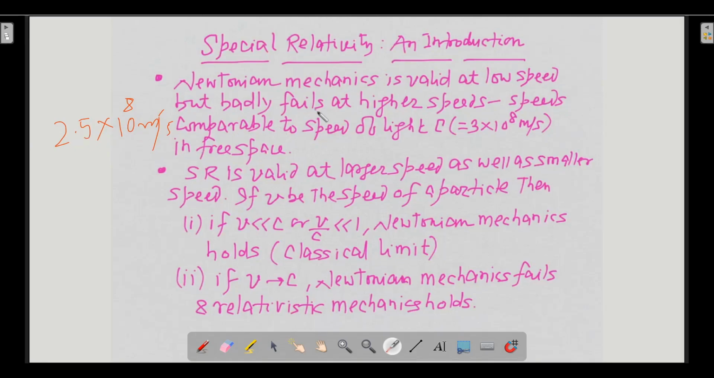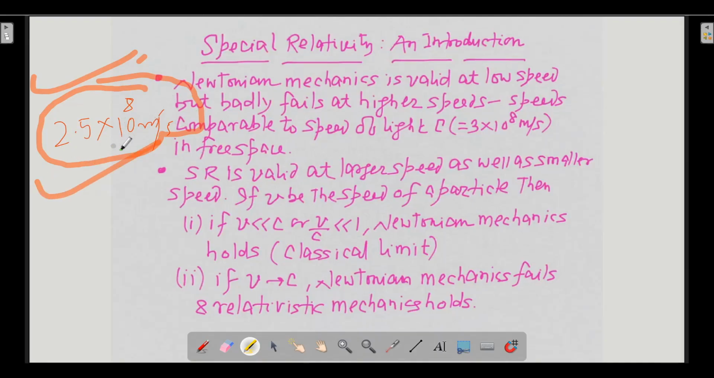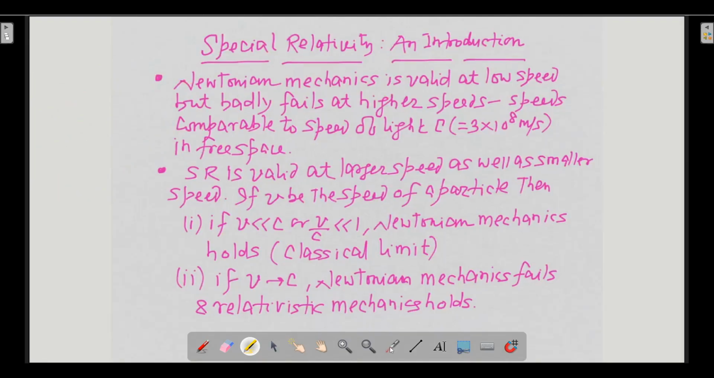2.5 into 10 to the power 8 meter per second, and the velocity of light is 3 into 10 to the power 8 meter per second. So indeed it is comparable to the speed of light c. So special relativity will hold. Newtonian mechanics will not hold for this particular object which is moving at 2.5 into 10 to the power 8 meter per second. So this is the thing.